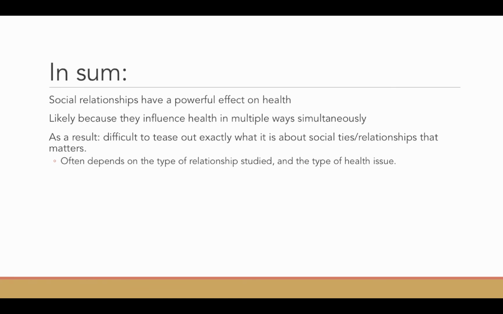So in sum, social relationships matter for our health. And this robust, consistent finding is probably because they influence our health in multiple ways at the same time. So what that means is that it's really difficult to tease out exactly what it is about social relationships that matter. Oftentimes, as I've talked about in this lecture, it's going to depend on the type of relationship that we study, and it's also going to depend on the type of health issue that we look at.